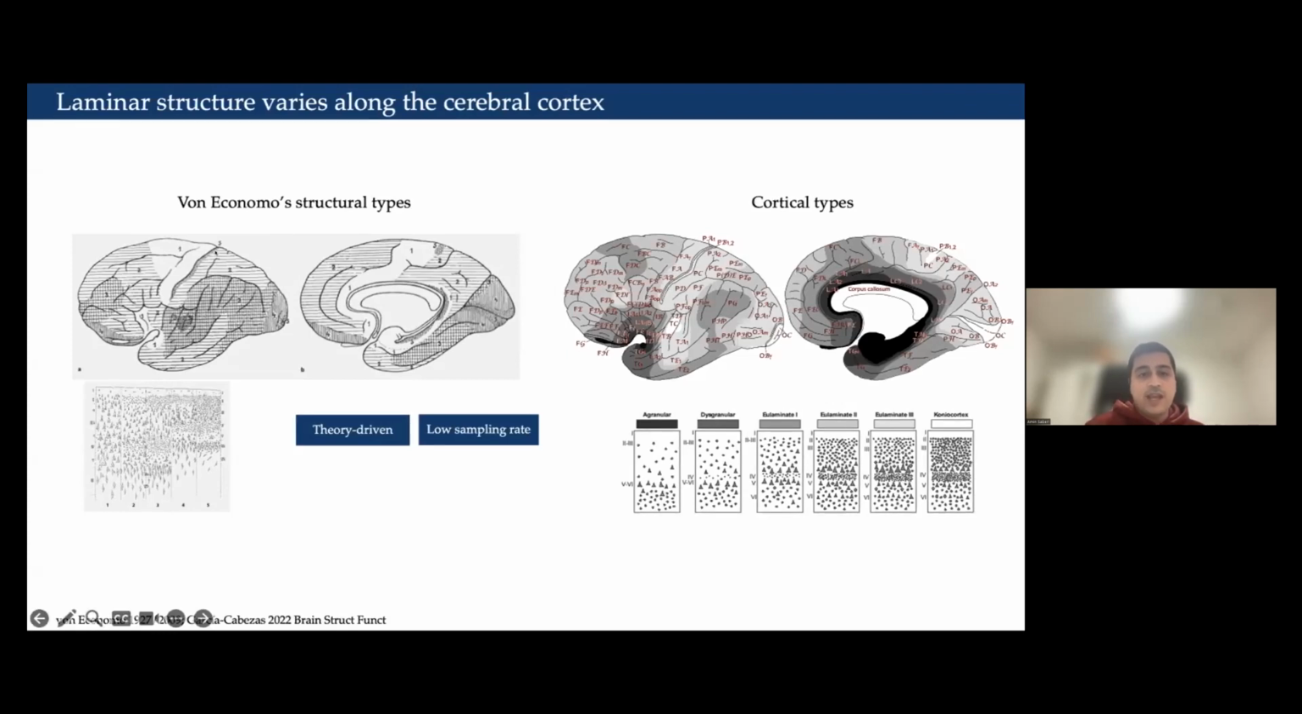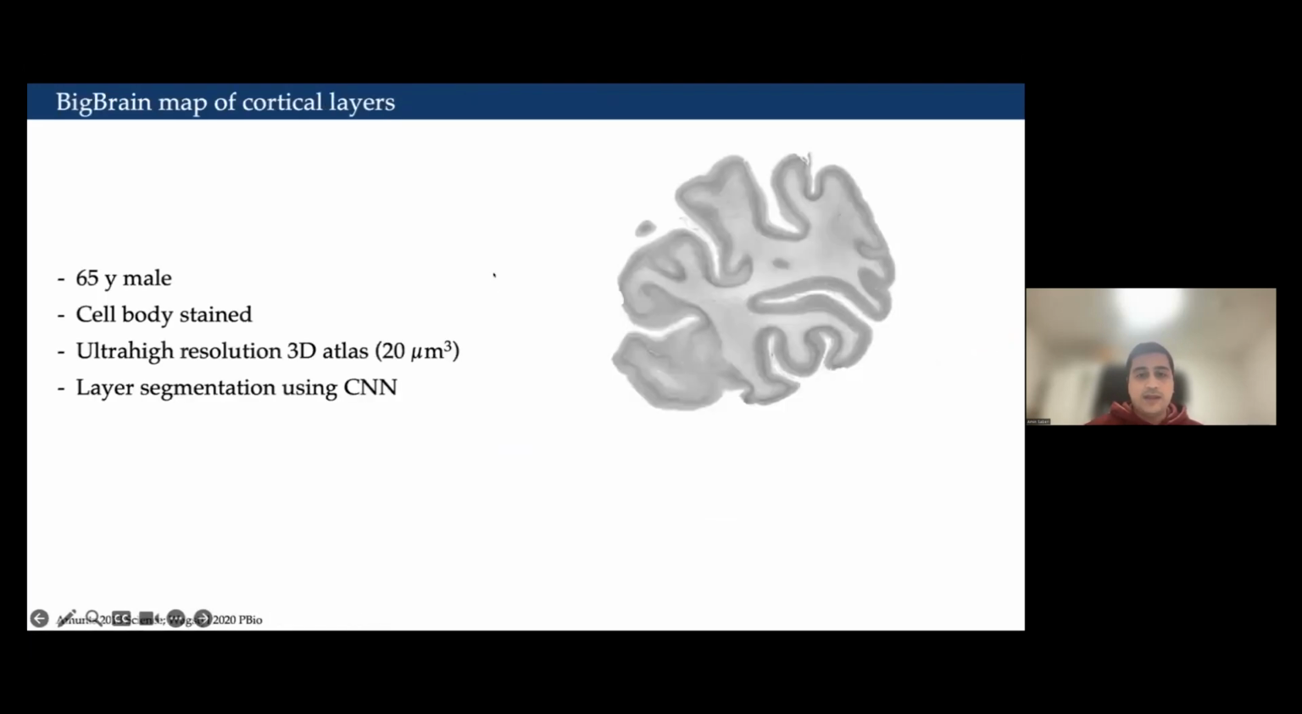Here, we aim to revisit this century-old question from a new angle, using whole-brain, or whole isocortical, data and a data-driven approach to avoid biases introduced by theory. The data we used was an ultra-high resolution histological atlas of the brain of a 65-year-old male, which was cell-body stained and sectioned at a resolution of 20 microns. This is also available online if you're interested, so look it up.